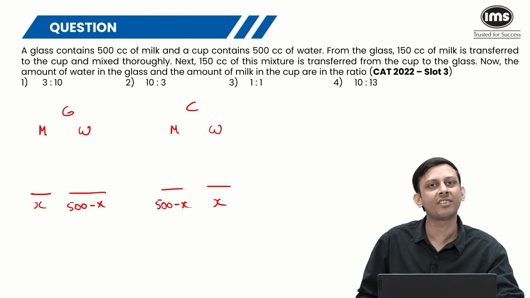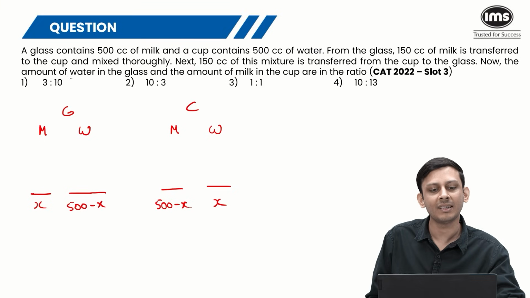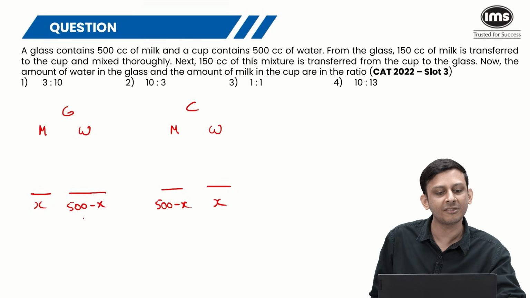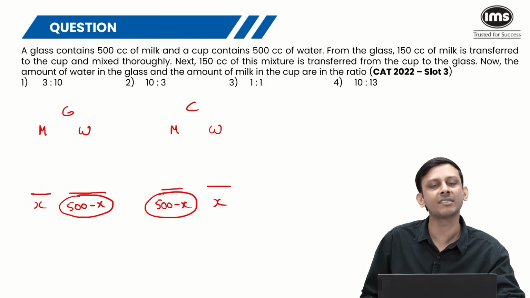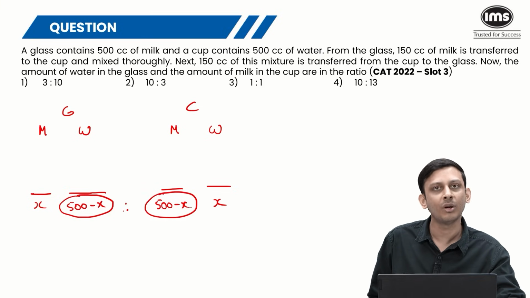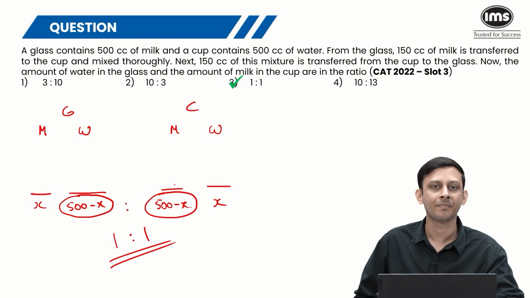Because if you look at what the question is asking, it's asking for the ratio of amount of water in the glass, which is this 500 minus X, and the amount of milk in the cup, which is also this 500 minus X. So of course, this ratio will be nothing but 1:1 because these are the same value. And this is how we can easily get the correct answer.